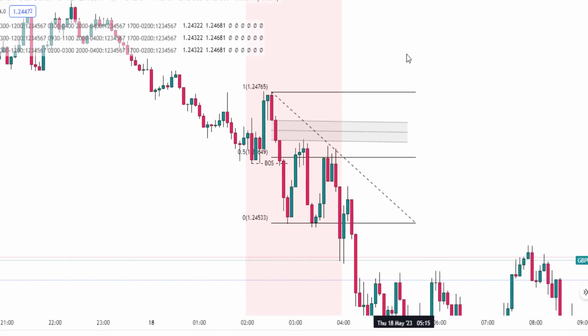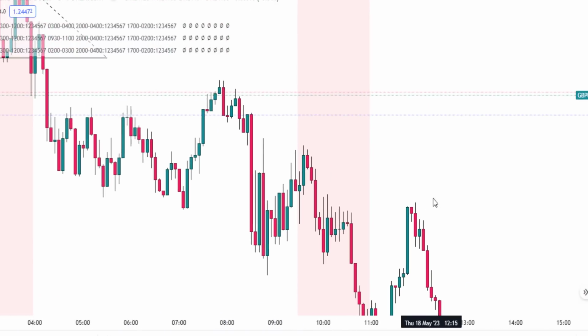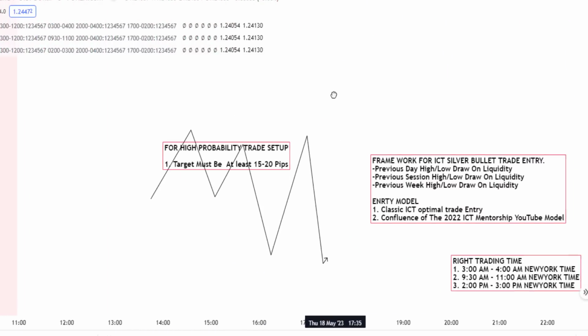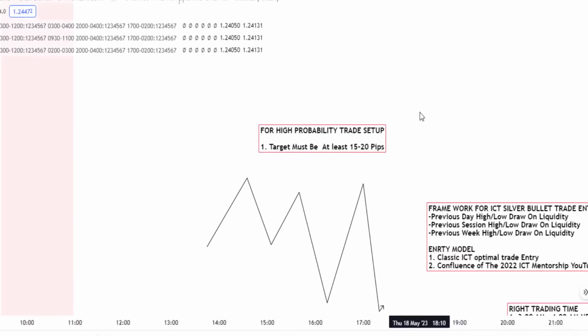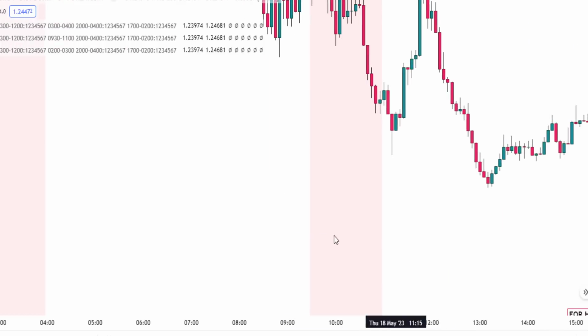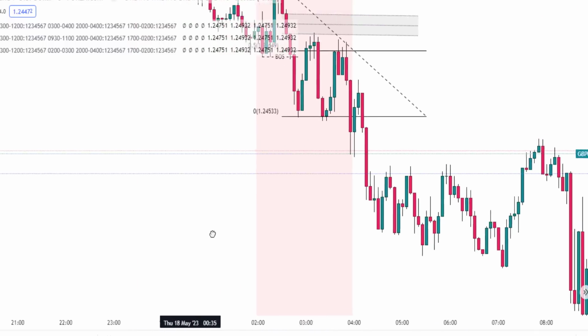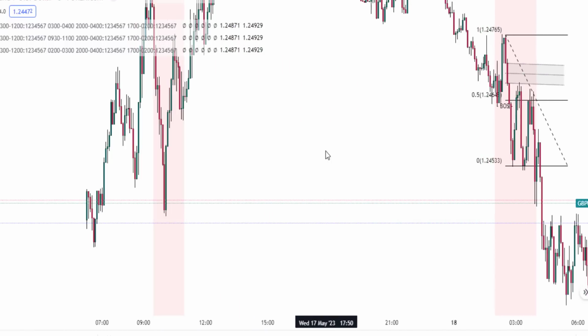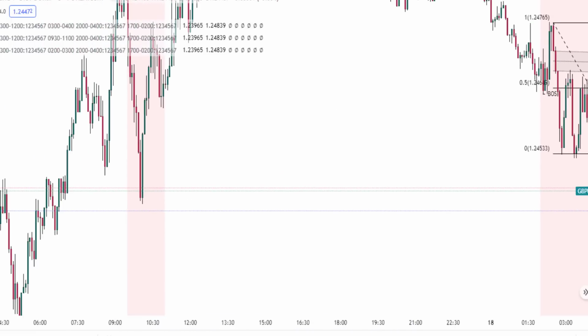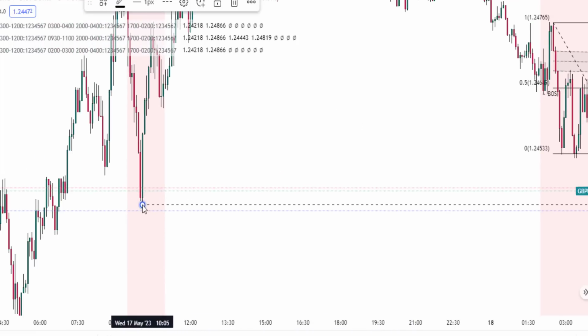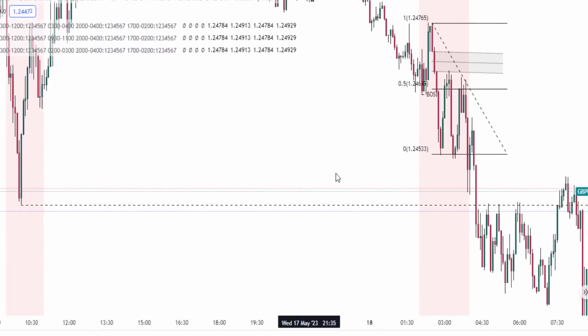And then remember, I said if you want this trade to give you a high probability trade entry, according to ICT, you must target 15 to 20 pips. That's the target, it must be at least 15 to 20 pips. If not, you're not going to get a good trade entry. You may probably get stopped out. And if you look at this, you're going to look at this low. Can you see? This might be the area where liquidity is residing. So price is basically trying to reach out to this place.